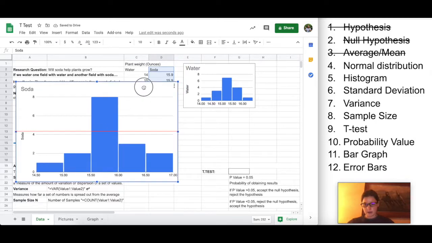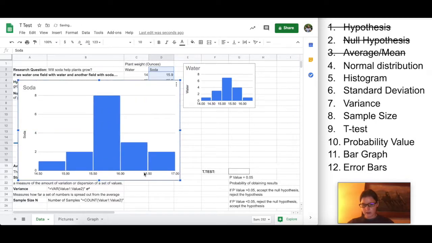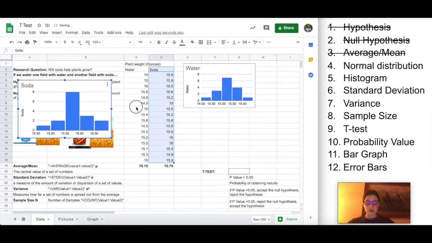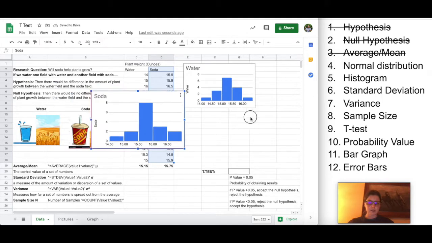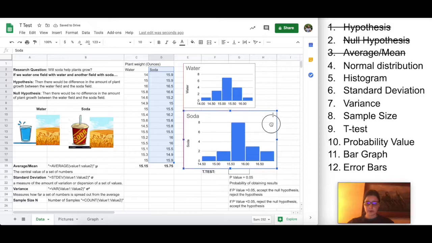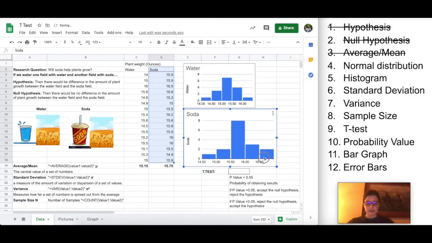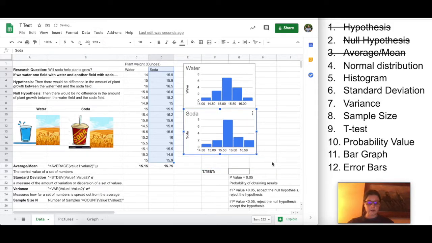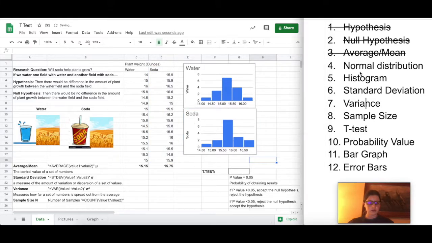Now this is the distribution of data for the soda field, and it looks like it has a normal distribution because it starts low and it looks kind of like a bell. It might look a little bit different than the bell shape that we want to see, but it still has that bell shape, so it does have a normal distribution. Perfect. So we can see that each graph has a normal distribution, and we created our histogram.